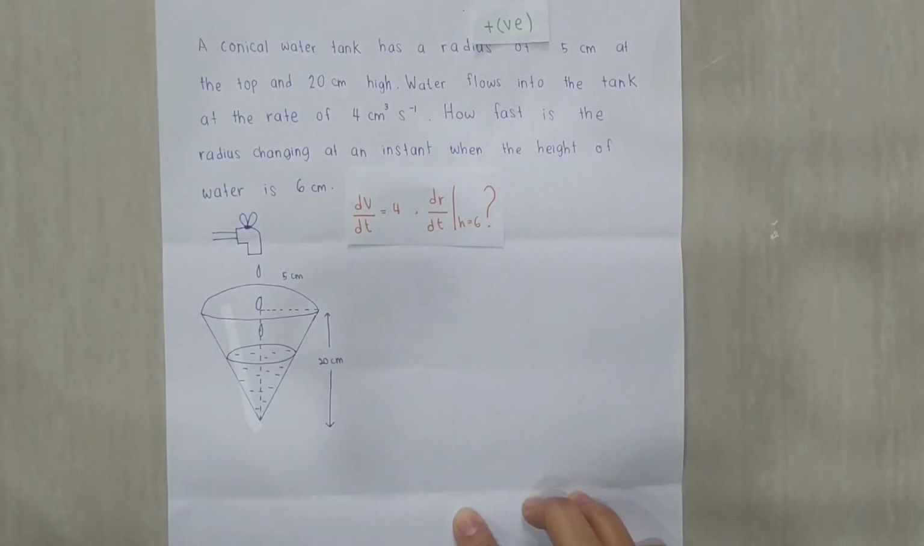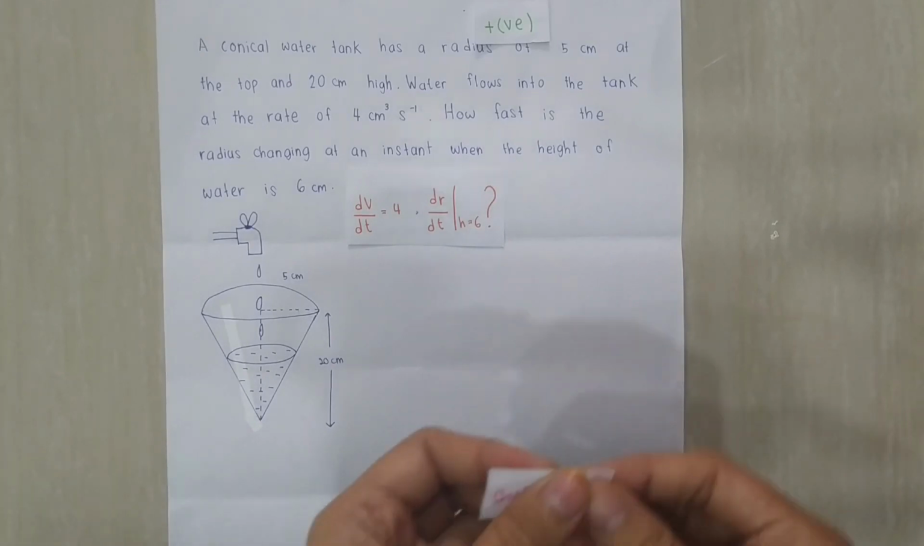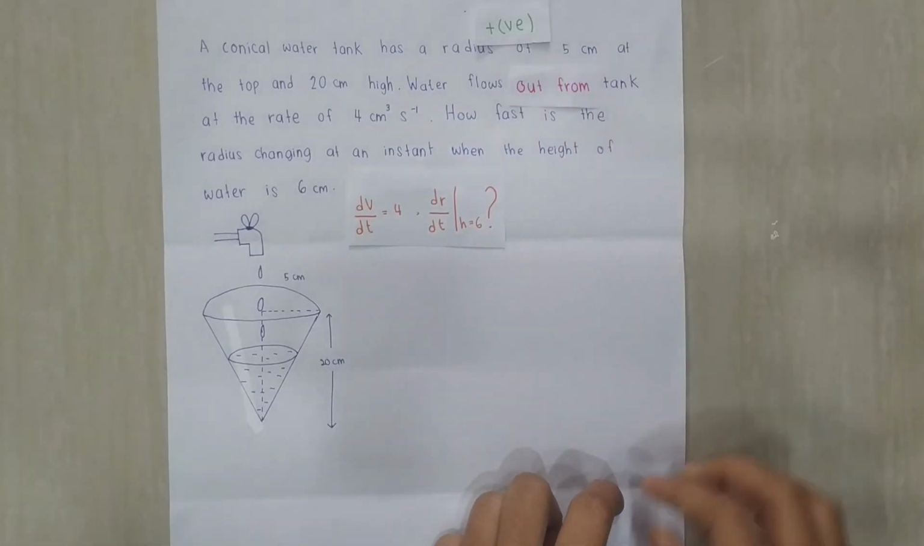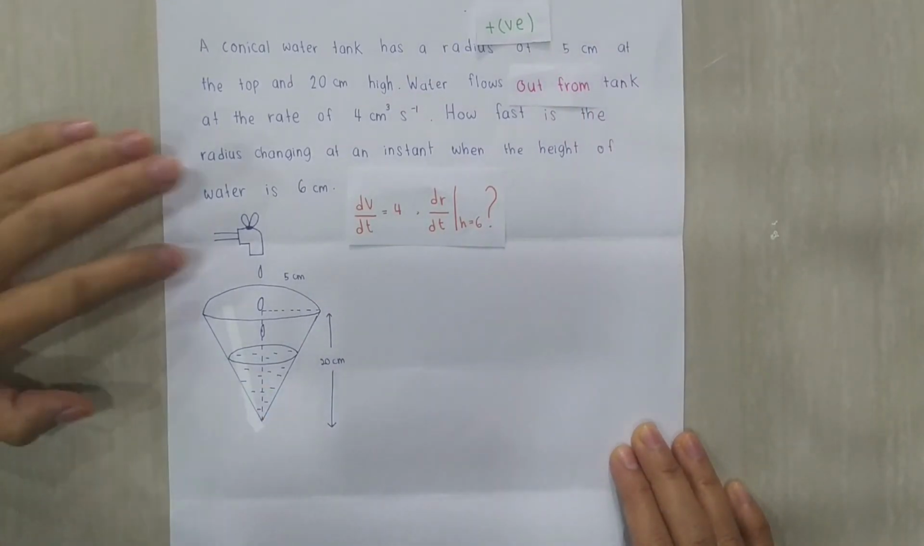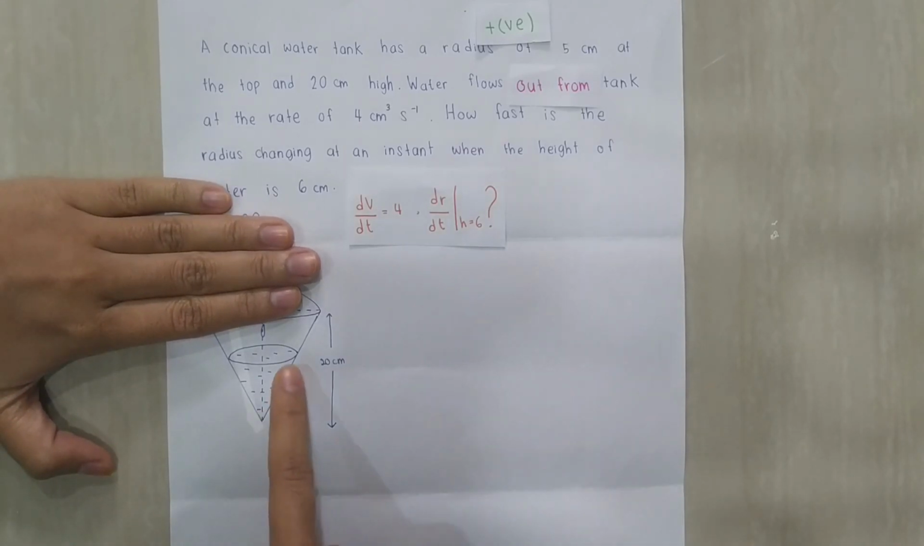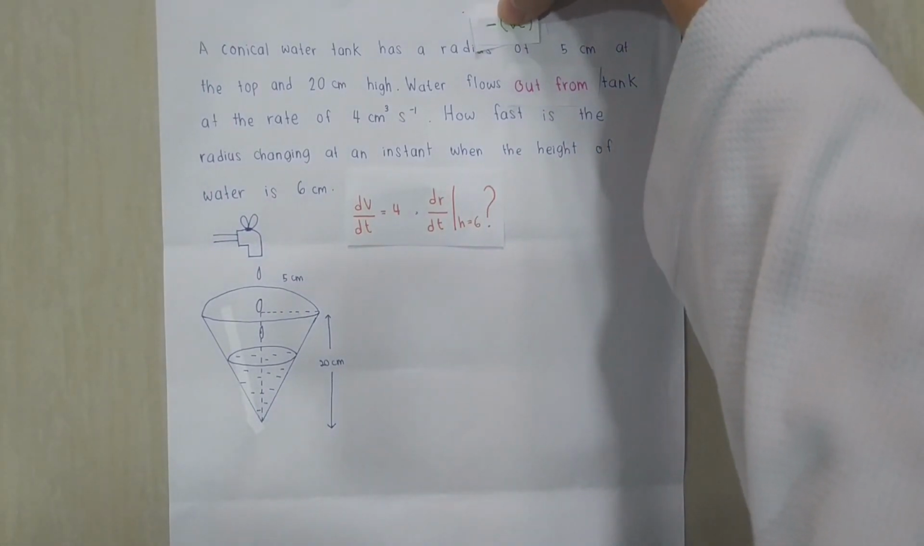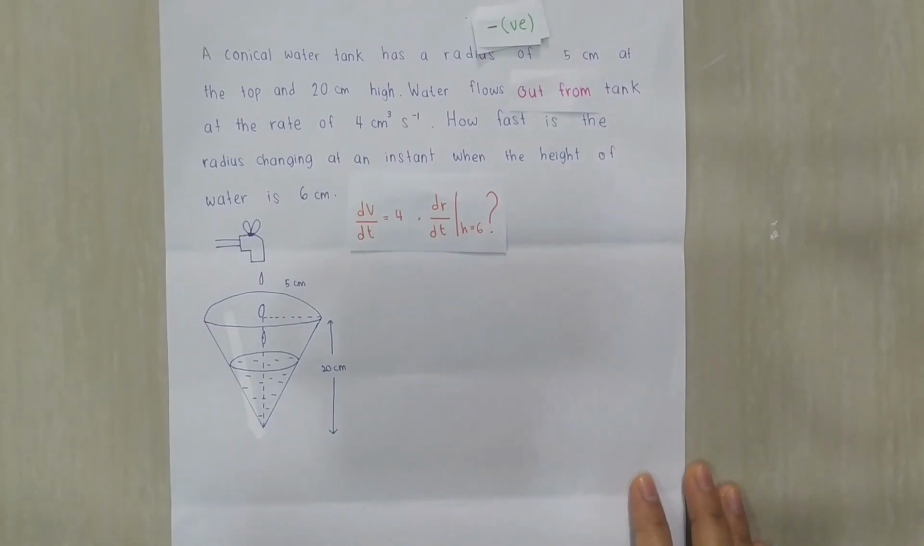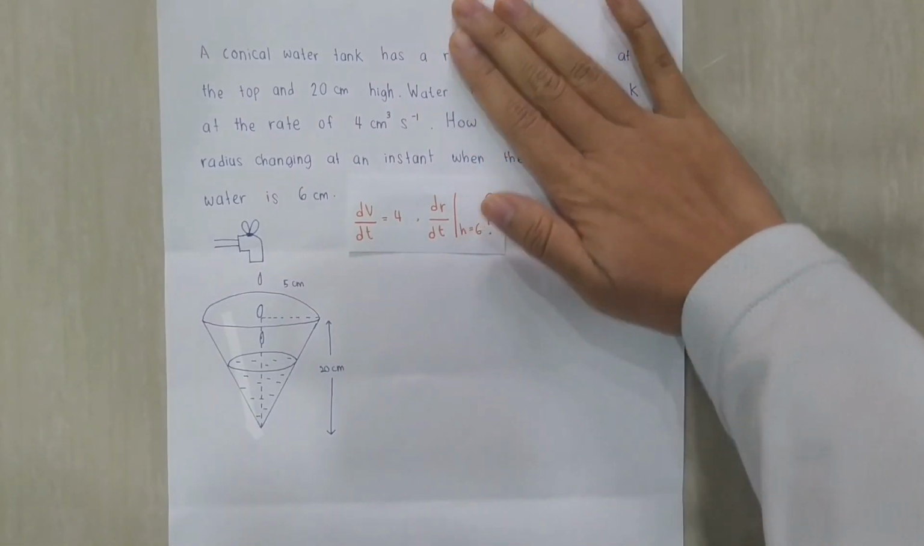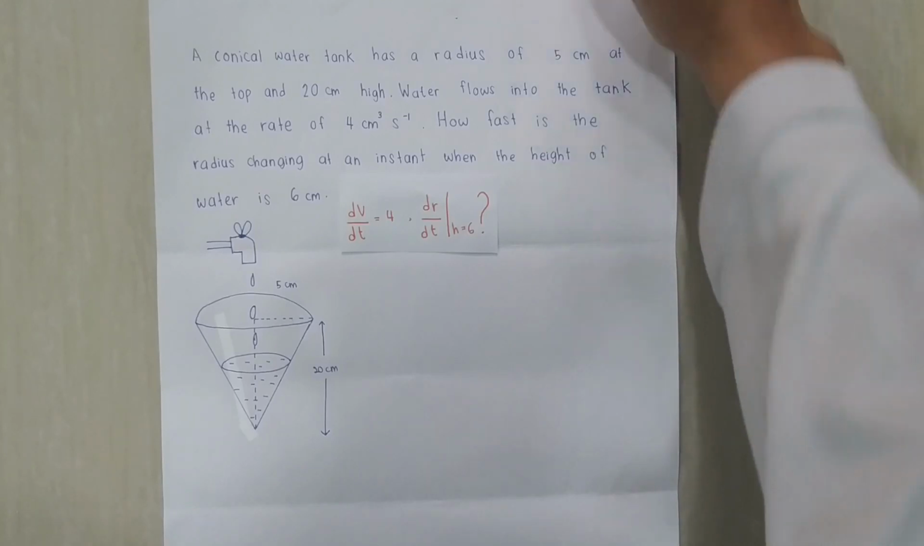So what if the question says water flows out from the tank? When water flows out from the tank, it means the volume of water will be decreasing, and so will the height. So the 4 will be a negative value. So it is important to read the question properly.